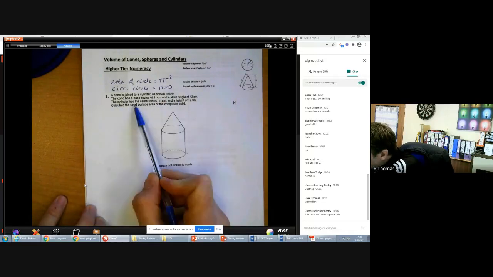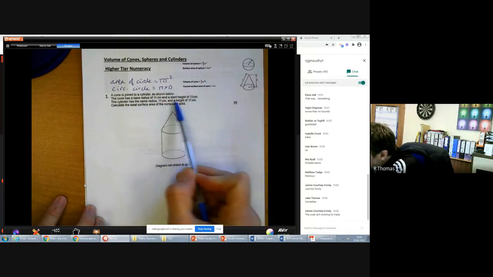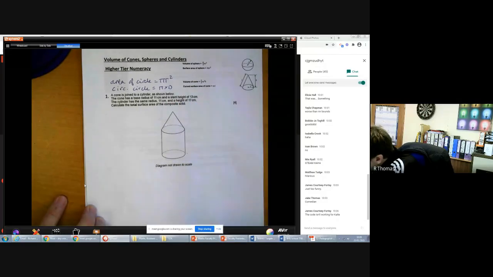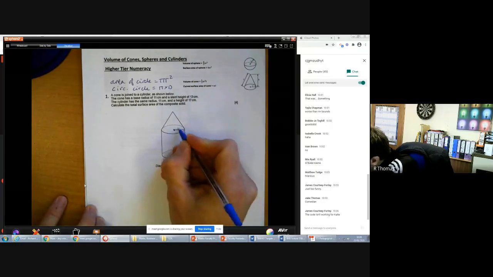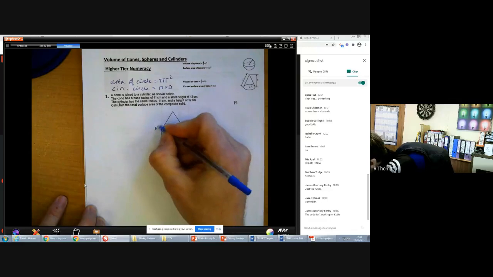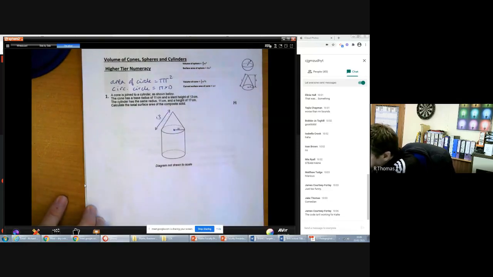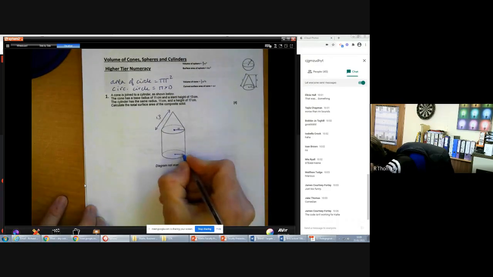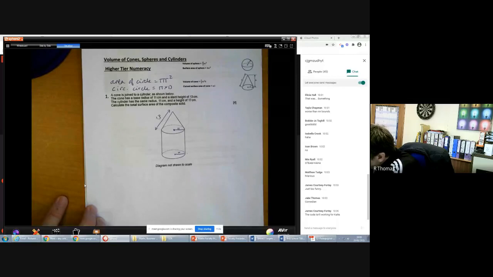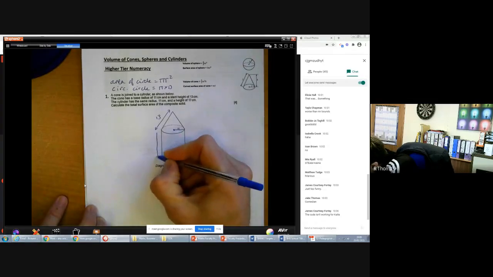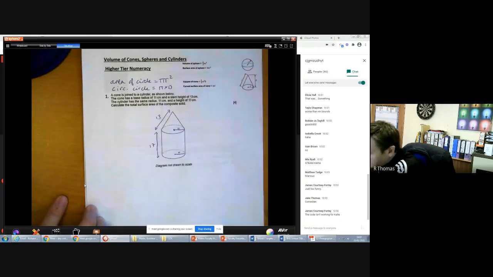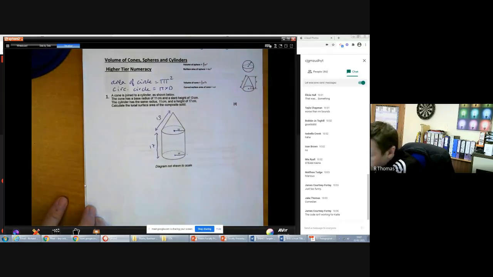It says, a cone is joined to a cylinder as shown below. The cone has a base radius of 11 and a slant height of 13. So we know that this distance here is 11 and this distance here is 13. The cylinder has the same radius. So the radius of the cylinder is 11 and the height of the cylinder is 17. So that's the information they've given us. And the question is, calculate the total surface area of the composite solid.